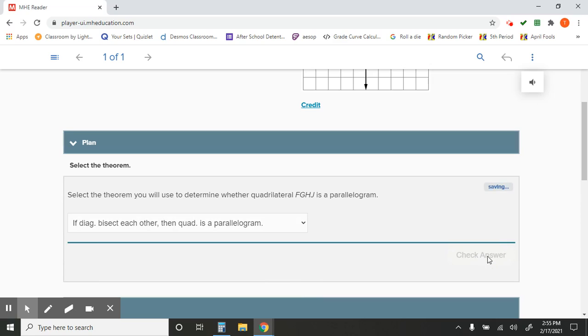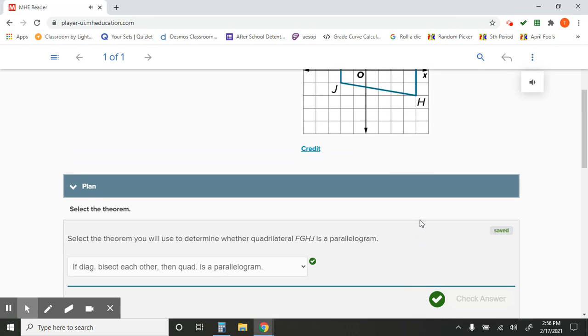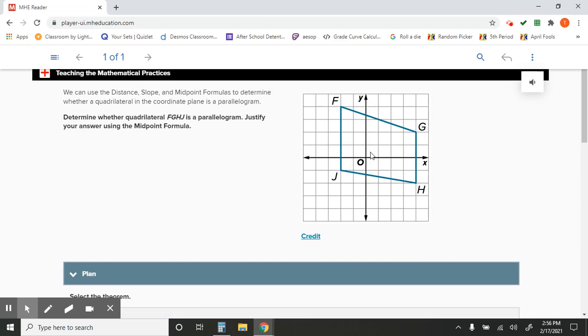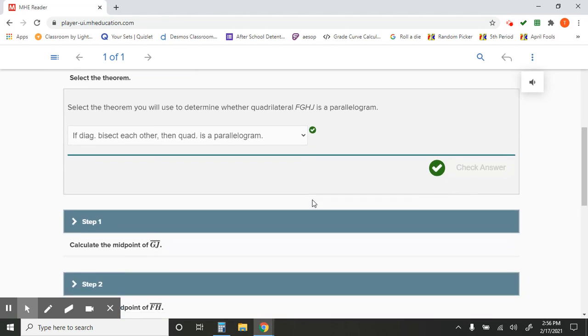So we're going to be looking at the diagonals for our quadrilateral. If the diagonals bisect each other, so if the midpoint between F and H, and the midpoint between G and J line up, we can prove that we've got a parallelogram.